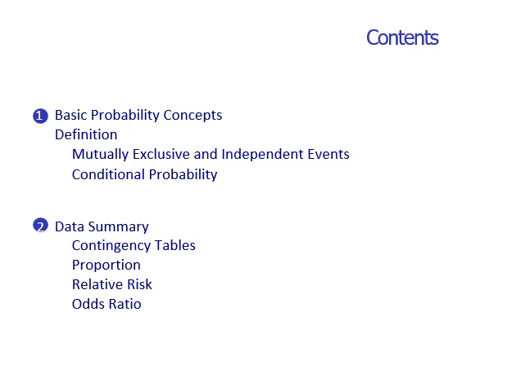Then we'll talk about data summary. How do we use contingency tables, which you have already seen in lecture 2? How do we use those tables to calculate proportions, relative risk, and odds ratio? These are the important measurements that we need to learn how to calculate.